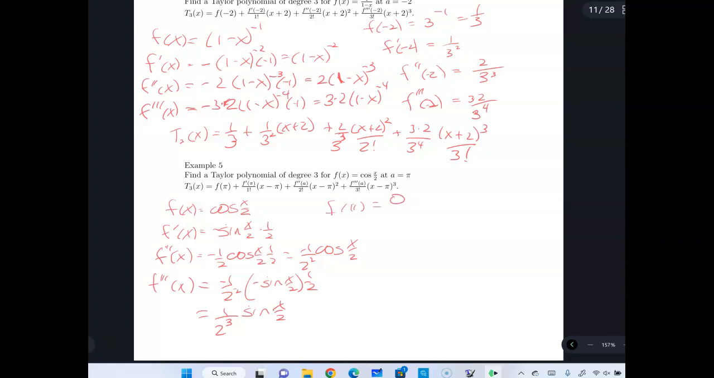So cosine of pi over 2, well, that's 0. F prime of pi, so negative sine of pi over 2 is 1, so I get a negative 1/2. Double prime gives me a 0. And third prime would give me a 1 over 2 cubed. So my third degree Taylor polynomial gets 0 minus a 1/2 (x minus pi) plus a 0 plus a 1 over 2 cubed (x minus pi) cubed over 3 factorial. And again, we don't need those 0 terms, so we're all done.